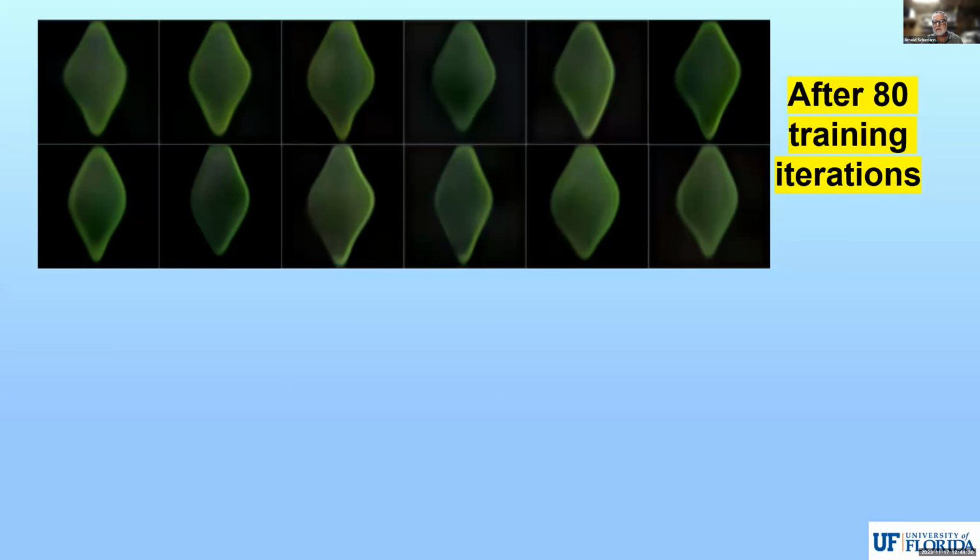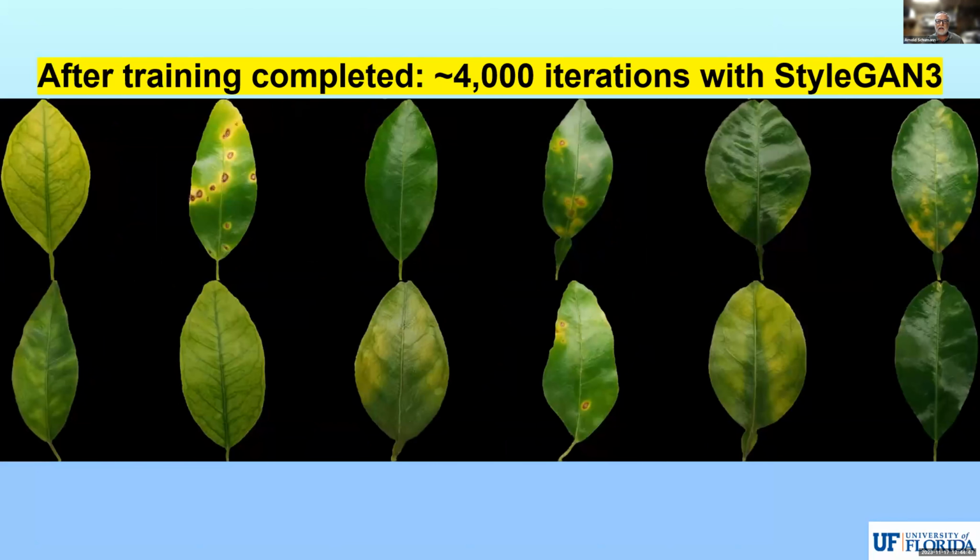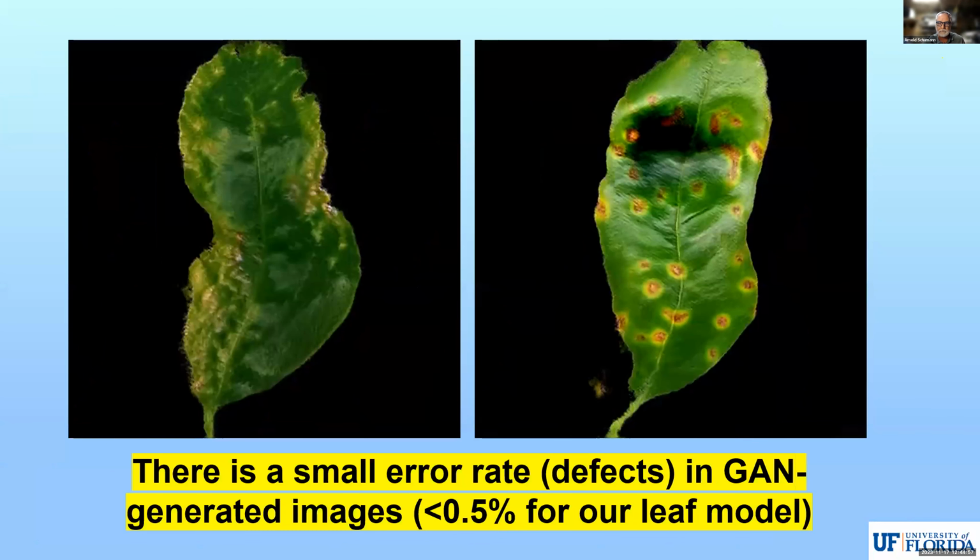And here's just a quick view of the training stages. This is after 80 iterations. It generally just learns the outline of a leaf. After more stages, more iterations, 240, it starts to learn more details inside the leaf and the shape gets more accurate. And this is finally after about 4,000 iterations. This is the quality you get out of it. It's photo quality. All the reflections and the glossiness of the leaf and everything is in place.